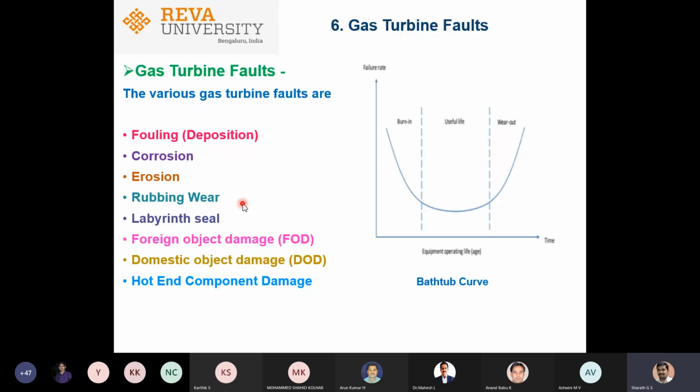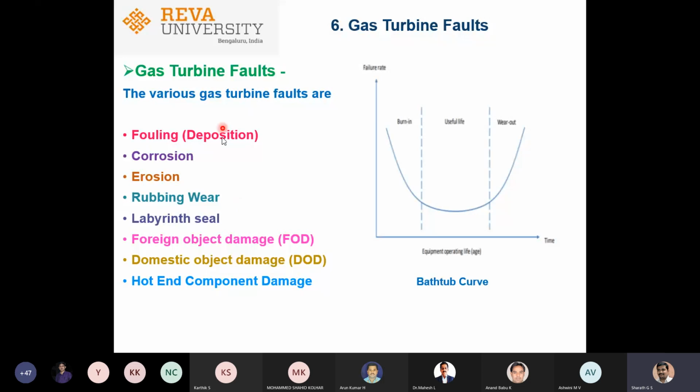Rubbing wear can also occur because of misalignments. During maintenance activities, if we deviate from the maintenance procedures set by the OEM, if there is any misalignment or eccentricity, and during heavy landing also, it may lead to rubbing wear, wherein the blades may close in the gap and may sometimes touch the casing of the engine.